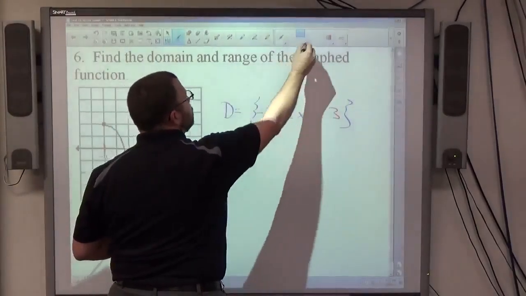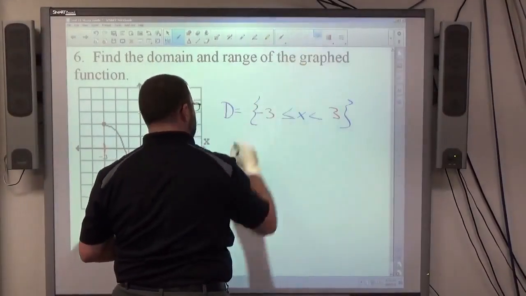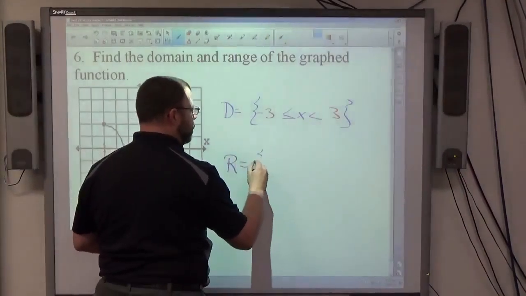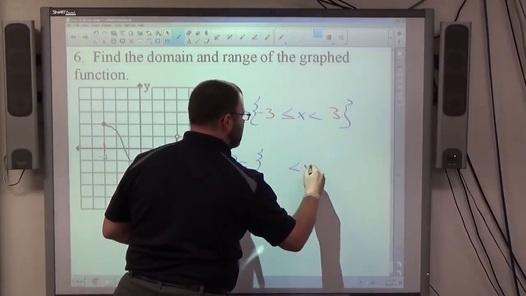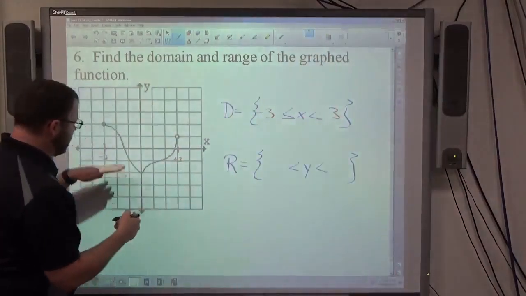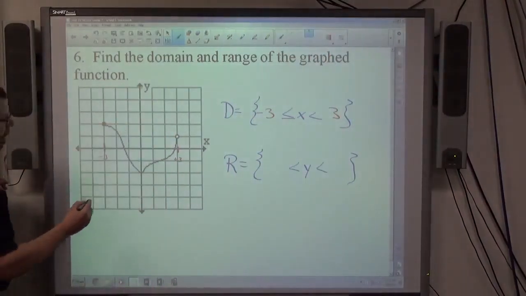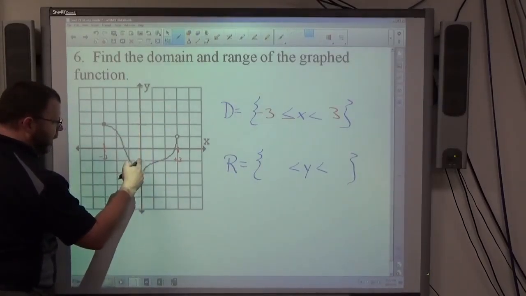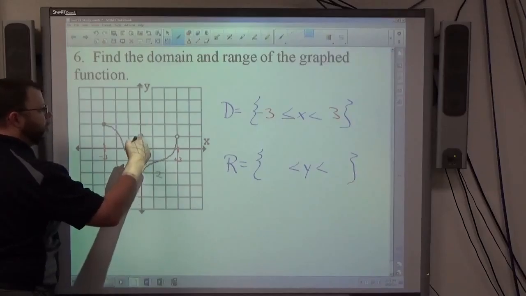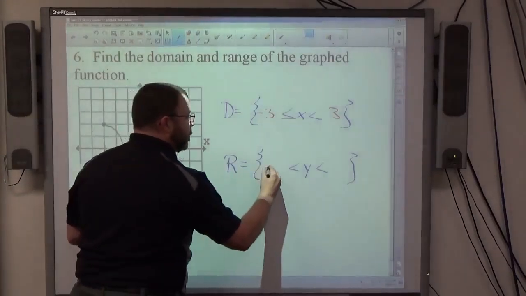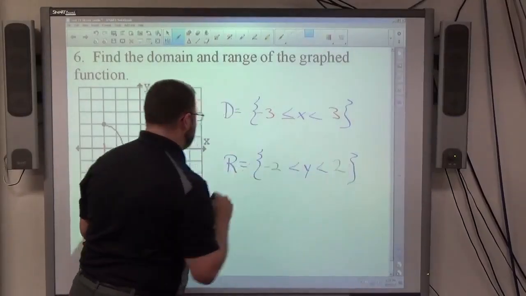The range is all about the y value, so we're about the y-axis, so it's going to be something less than y less than something. And what we're looking for on the y-axis is the lowest and the highest point on the graph. The lowest point happens here, the highest point happens here. This is negative 1, negative 2. This is positive 1, positive 2. So the bottom of the graph is negative 2, the top of the graph is positive 2.